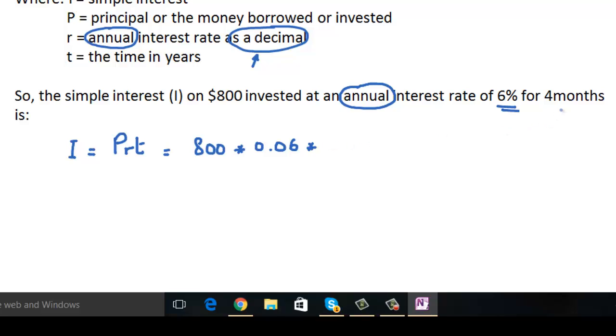But this is 4 months only. That means I have to use 4 divided by 12. Why? Because we said that this rate is annual, for the whole year. But I'm investing my money only for 4 months and I want to use this money. I cannot keep it in the bank more than 4 months. That's why it's going to be 4 over 12.